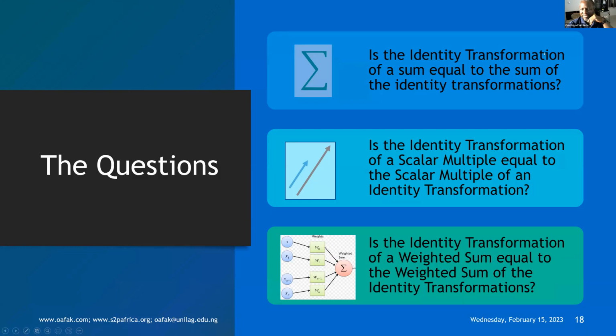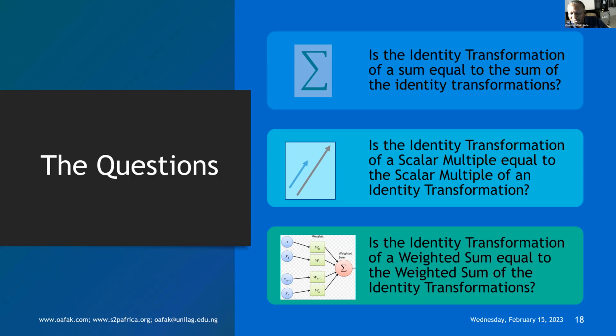Is the identity transformation of a sum equal to the sum of the identity transformations? That is, if you have two vectors, V plus W, that's a sum. If you do an identity transformation of V and you do an identity transformation of W, and then you do an identity transformation of the sum, are you going to get the same answer? Is the identity transformation of the sum equal to the sum of the identity transformations?